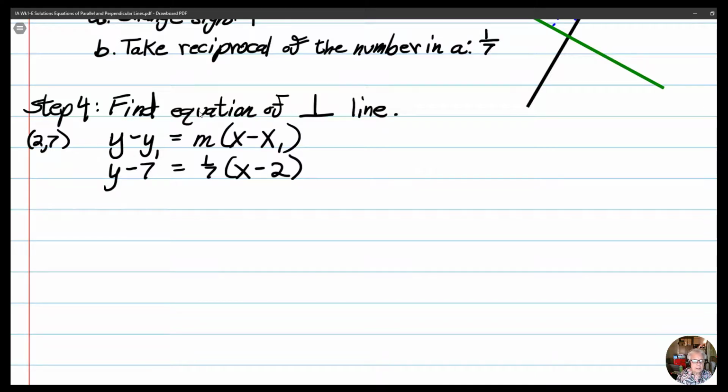If you remember those steps, you'll be home free. So I'll multiply both sides of the equation by the denominator of the fraction. And now it's all the same from here on out. You're just finding the equation of the line.